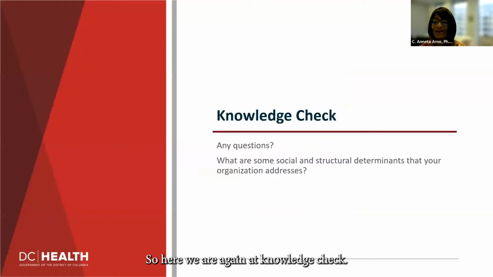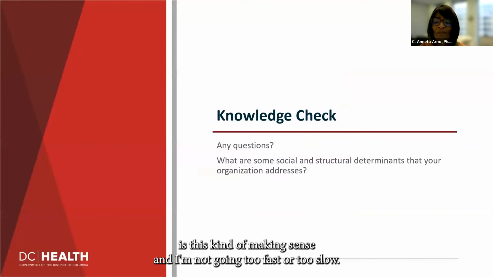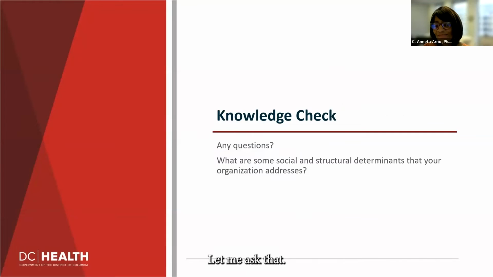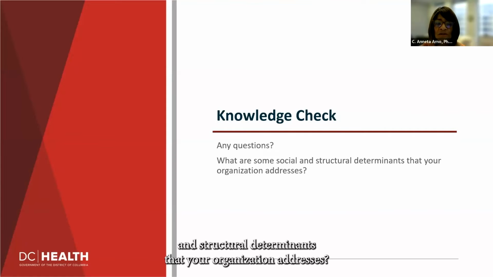So here we are again at knowledge check. Any questions generally? And then let me ask, by thumbs up or thumbs down, is this making sense? And am I going too fast or too slow? Let me ask that. Let's see, Edrin has a, thank you, Edrin. And then I'm now going to ask the question, what are some social and structural determinants that your organization addresses?